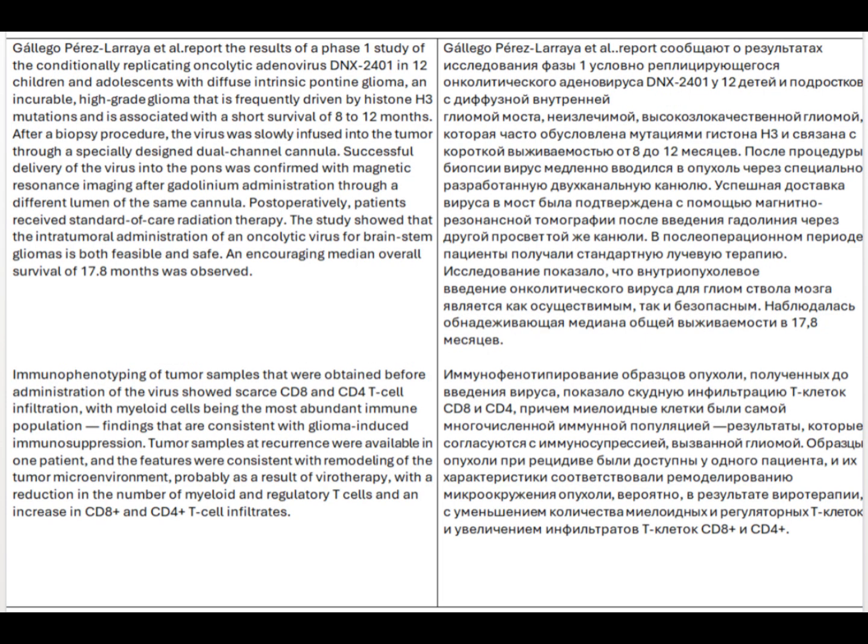Gallego Perez-Larraya et al. report the results of a Phase 1 study of the conditionally replicating oncolytic adenovirus DNX-2401 in 12 children and adolescents with diffuse intrinsic pontine glioma, an incurable, high-grade glioma that is frequently driven by histone H3 mutations and is associated with a short survival of 8 to 12 months. After a biopsy procedure, the virus was slowly infused into the tumor through a specially designed dual-channel cannula. Successful delivery of the virus into the pons was confirmed with magnetic resonance imaging after gadolinium administration through a different lumen of the same cannula.